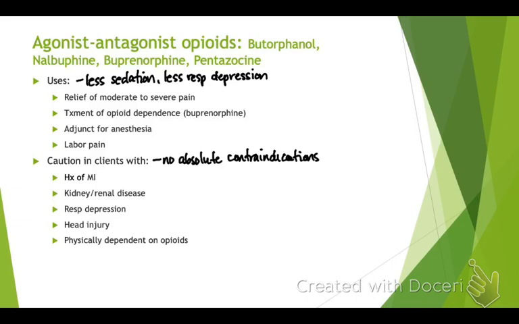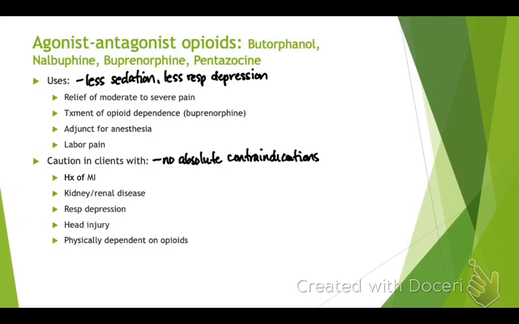Especially we use buprenorphine, and that is used to help treat the opioid dependence. Because remember, as in the previous slide, buprenorphine is opposite the normal agonist and antagonist role, where it will have an agonist to the kappa and an antagonist to the mu, rather than the other way around, which is what it usually is.